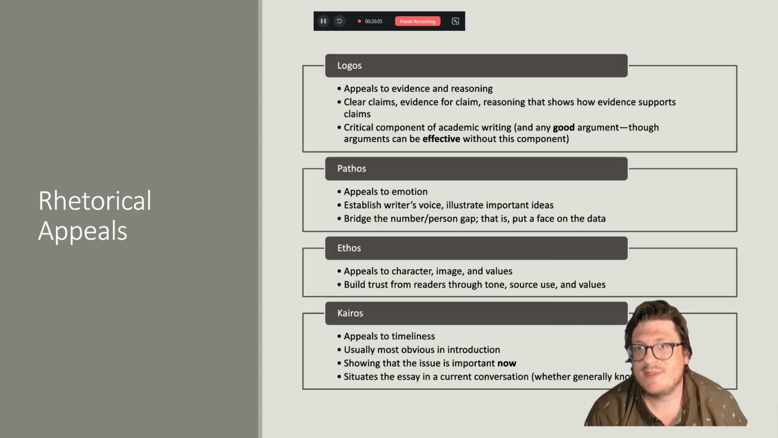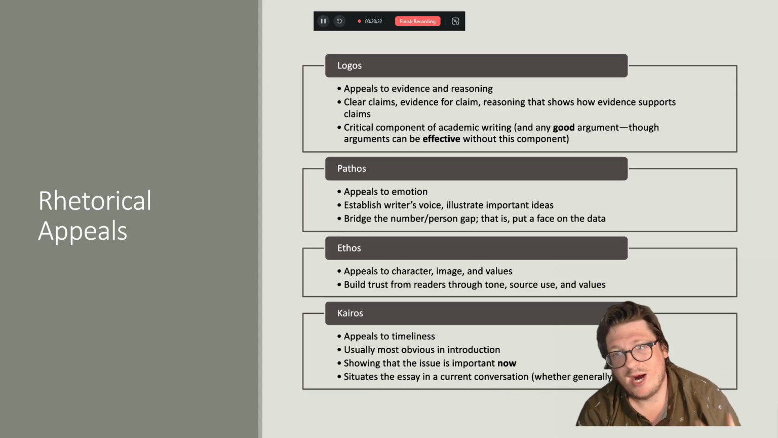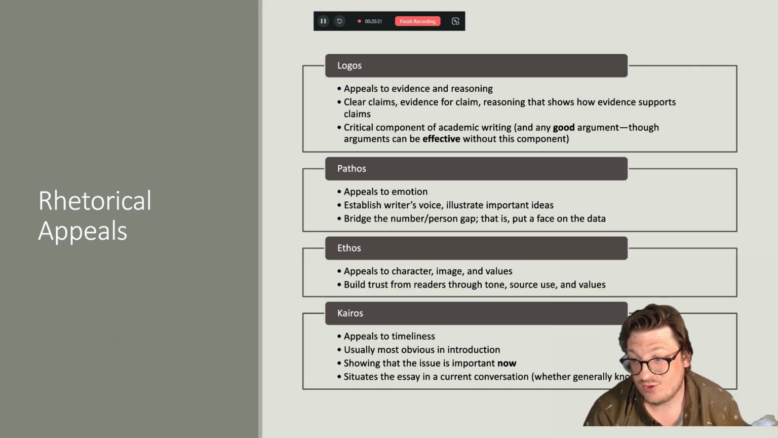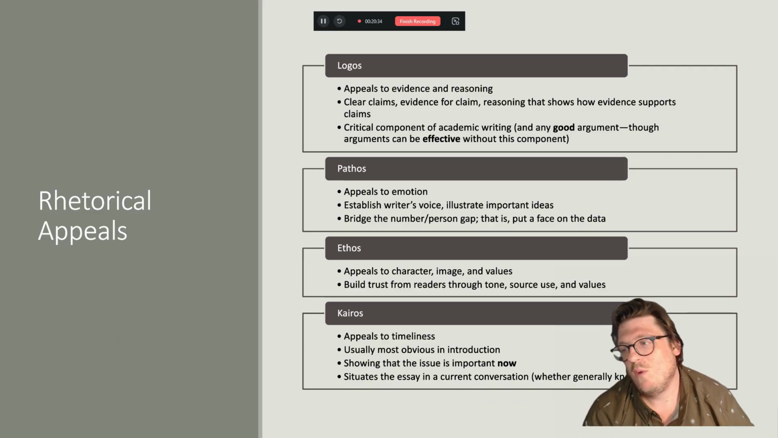So these are clear claims, evidence for claims, reasoning that shows how evidence supports the claims, really explaining it. That is appealing to logos. You're appealing to the logic, to the reasoning of your audience, and expecting them to believe you on logical grounds. This is a critical part of academic writing, and any good argument, really, though arguments can be effective without it, but most of the time, you will probably need to say why this makes sense, why you're right, and do some explaining to the rational mind of your audience.